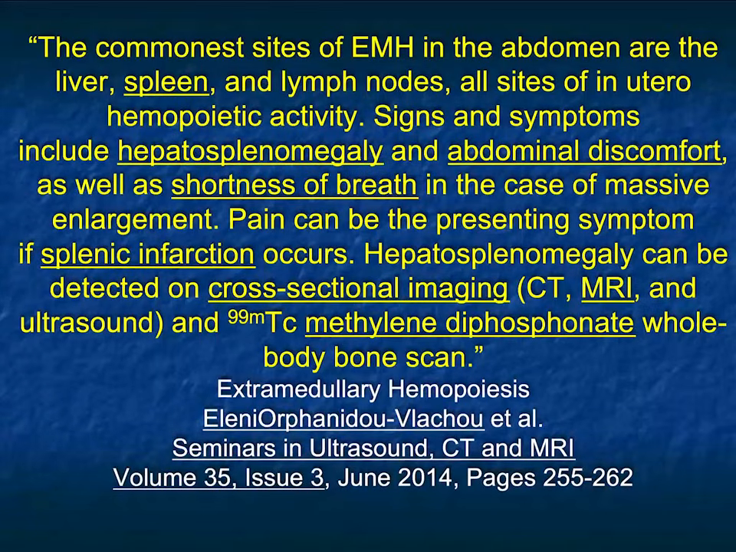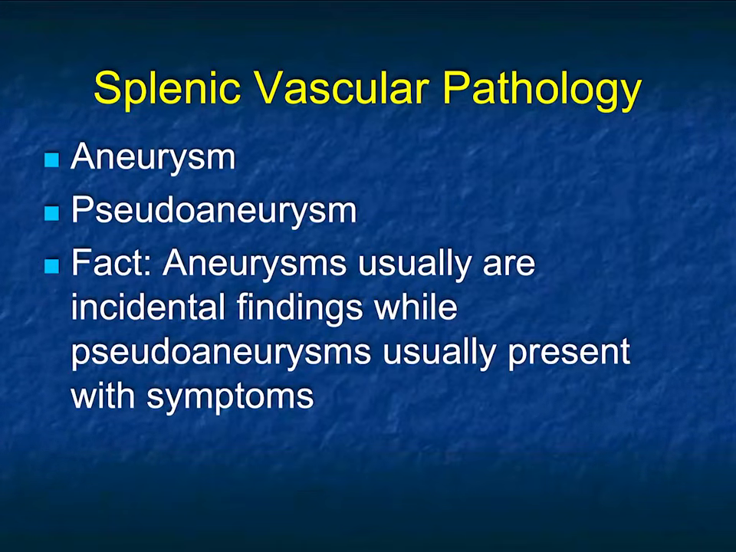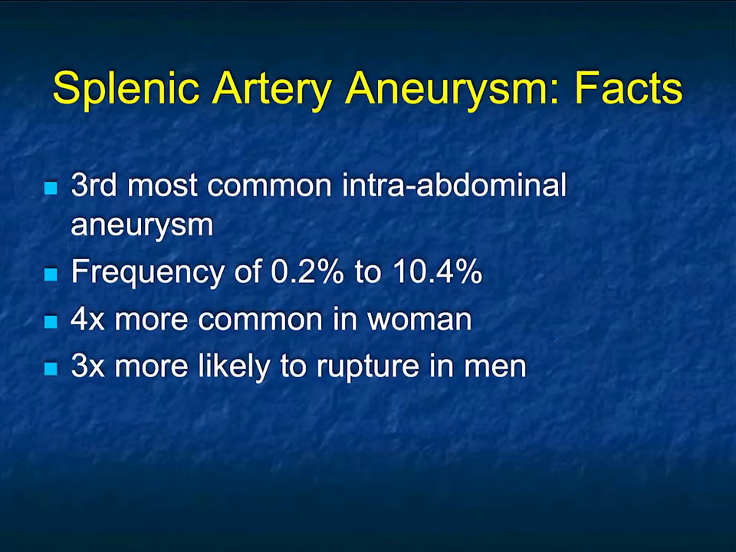So again, extramedullary hematopoiesis is something to think about with the big spleen, but especially when you have bony changes as well. Now, one thing I'll mention, moving away from tumors, you can see vascular pathology in the spleen, from aneurysms to pseudoaneurysms. Aneurysms are often small, but when they get over 2 centimeters, often embolization will be done. Pseudoaneurysms are more concerning because they present with more frequent complications, including spontaneous rupture.